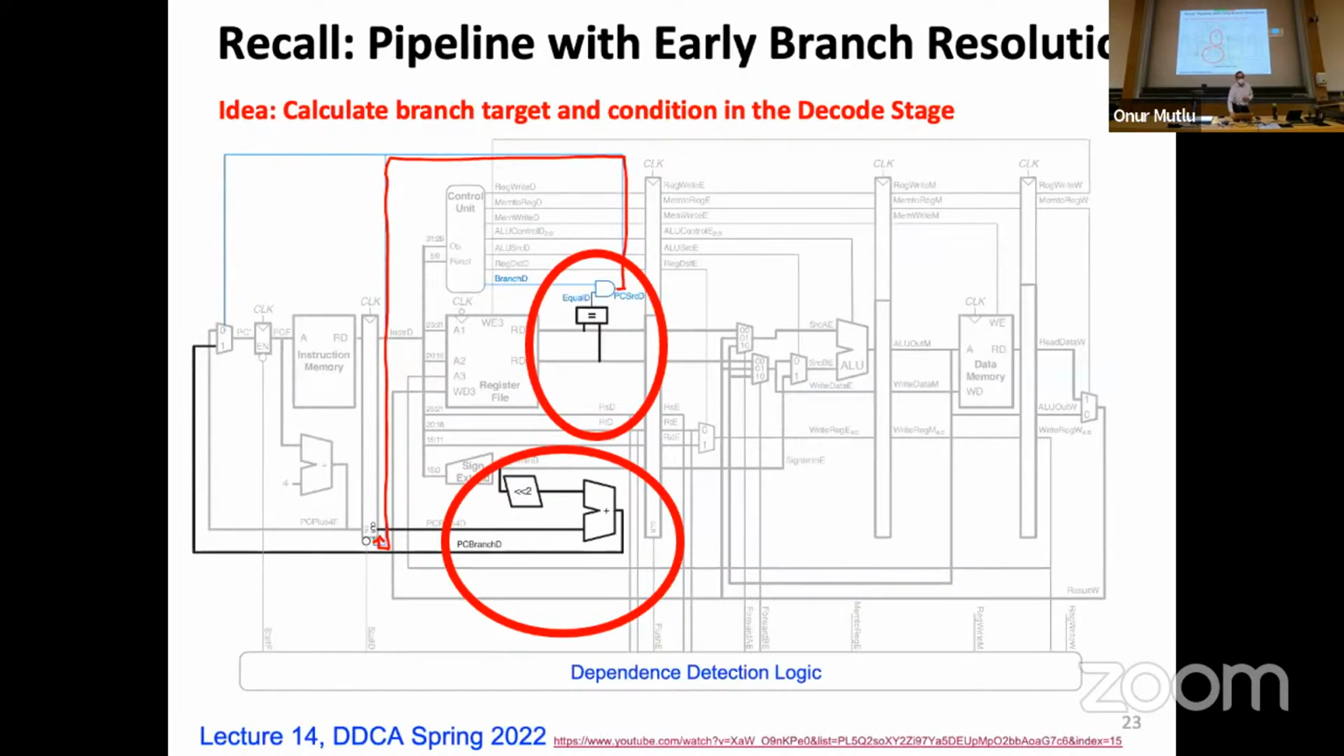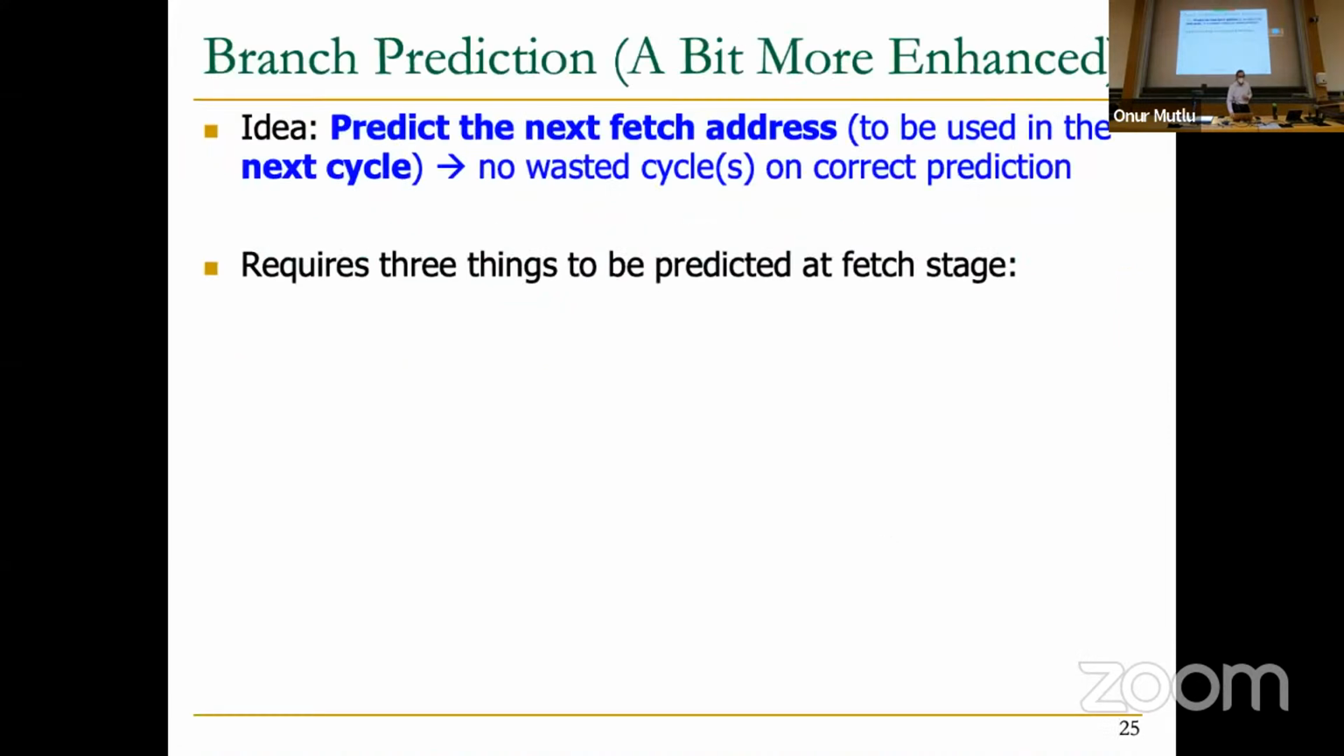And enhanced branch prediction has 2 characteristics. One is we want to improve the branch predictor accuracy, but we also want to get rid of the bubbles that we have. If they're correct or incorrect, we don't want to have any bubbles in the pipeline. So we're going to be very aggressive. What does this mean, basically? Predict the next fetch address to be used in the next cycle. We don't want any wasted cycles on correct prediction. On incorrect prediction, we may have wasted cycles. We're going to minimize that as much as possible.